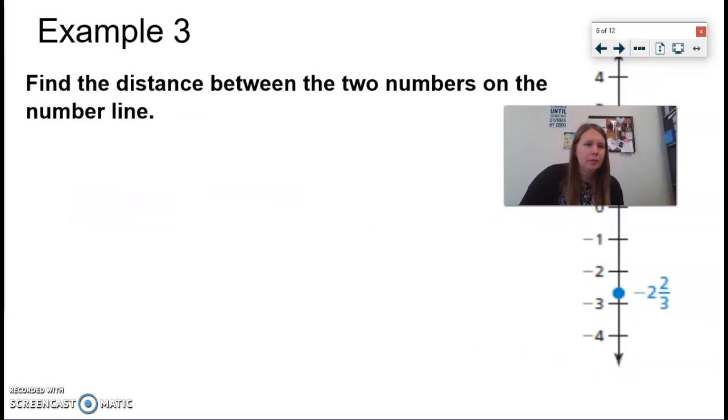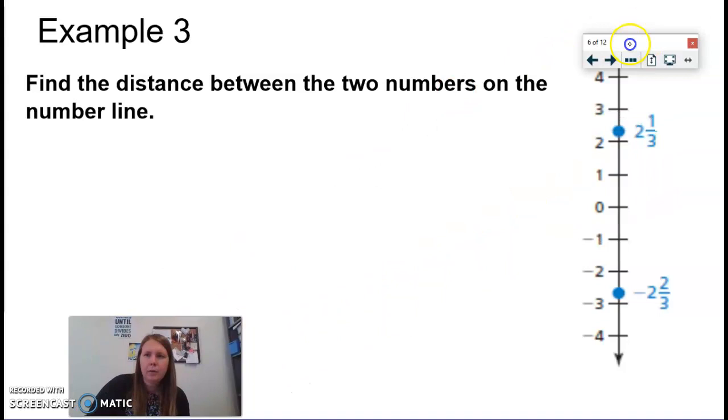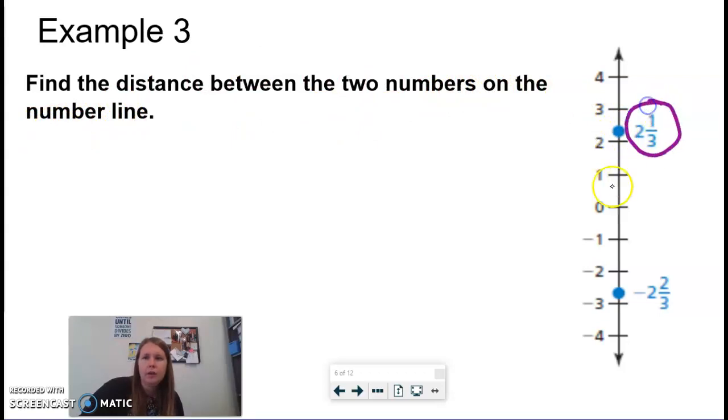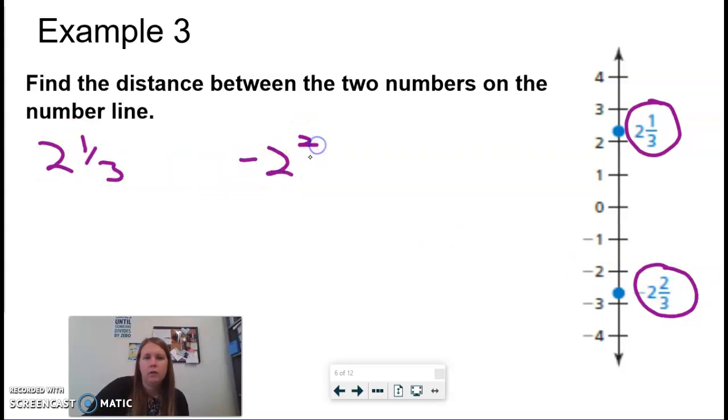All right, this one I'm actually pretty excited about because we talk a lot about our number lines, and we can have horizontal number lines as well as vertical number lines. So in this case, this is a vertical number line. They want us to find the distance between the two numbers on the number line. So ultimately I have 2 and 1/3, and I have negative 2 and 2/3. So let's write those down. And negative 2 and 2/3.